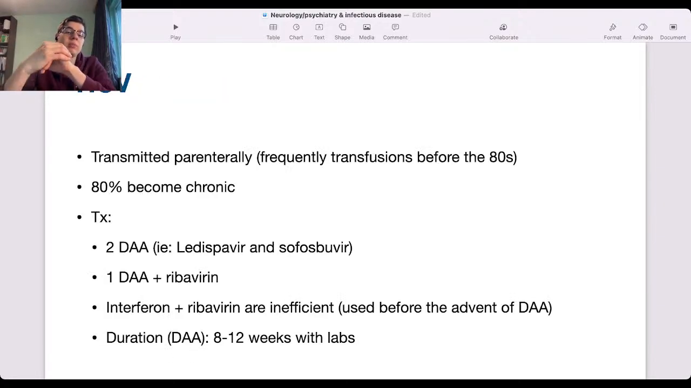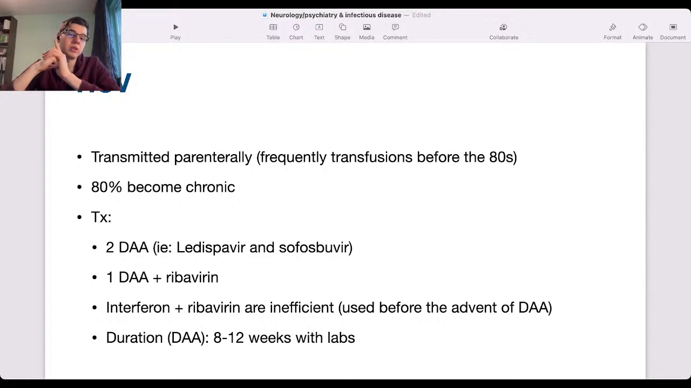Now, HCV is transmitted parenterally and frequently because of transfusion before the 80s, as we discussed previously. 80% of the cases of HCV infection will become chronic. The treatment is usually represented by two direct antiviral agents, for example, ledipasvir and sofosbuvir. Another way of treating HCV is one direct antiviral agent plus ribavirin, as in the question stem.